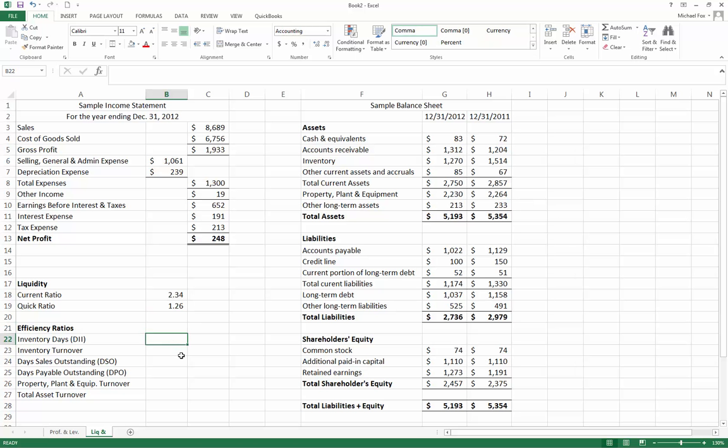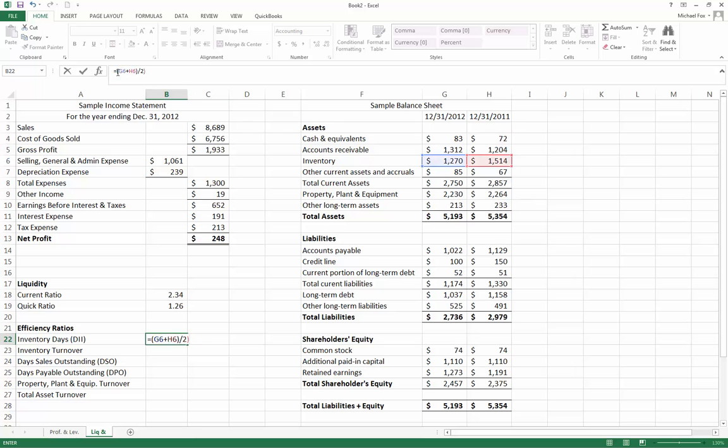So to figure out our inventory days, we take our average inventory, which equals our inventory this year plus our inventory last year. Remember, these measurements are taken at the end of the year, so in essence, 2011's inventory would be December 31st, 2011, which would be the same as January 1st, 2012. So we're taking the measurement at the beginning of the period and the end of the period and dividing it by 2. That's going to give us our average inventory.